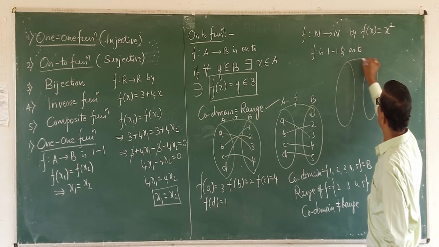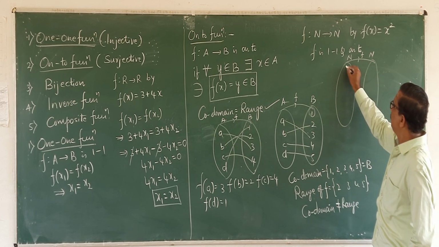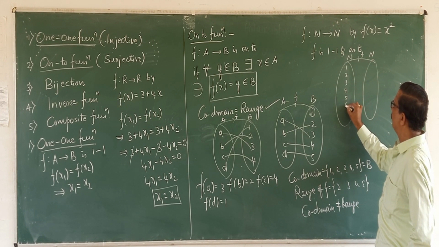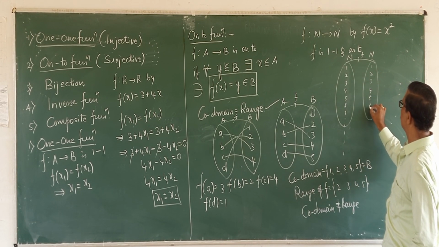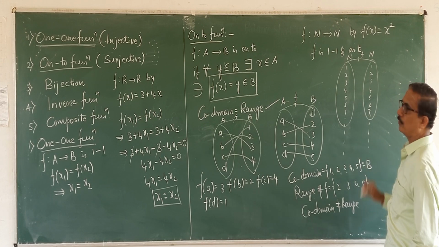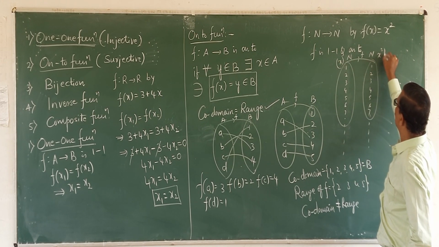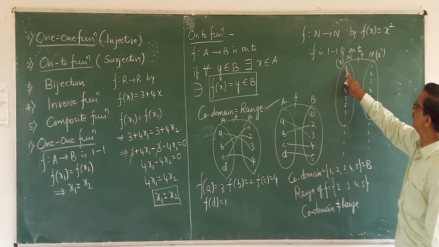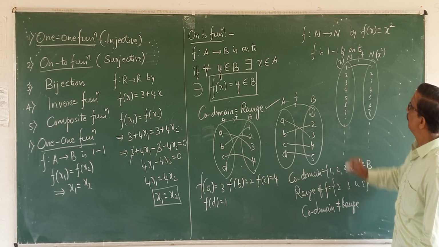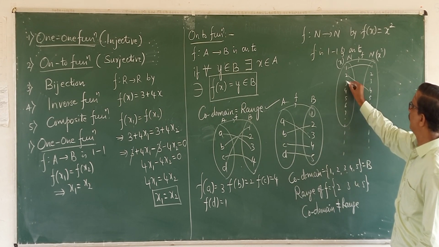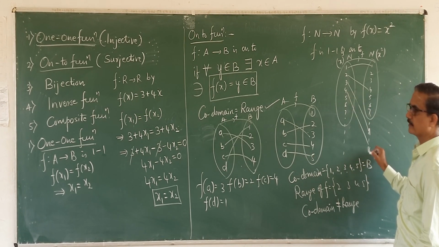Take Venn diagram. F is a function from N to N. Okay? N is what? Set of natural numbers 1 2 3 4 5 6 7 8 9 and so on. Here also same number of elements, isn't it? Now f of x. X is domain. X square is codomain. Take one by one. Put x equal to 1. X value 1. 1 square is 1. Okay? Put x is 2. 2 square is 4. Put x is 3. 3 square is 9. Put x is 4. 4 square 16.